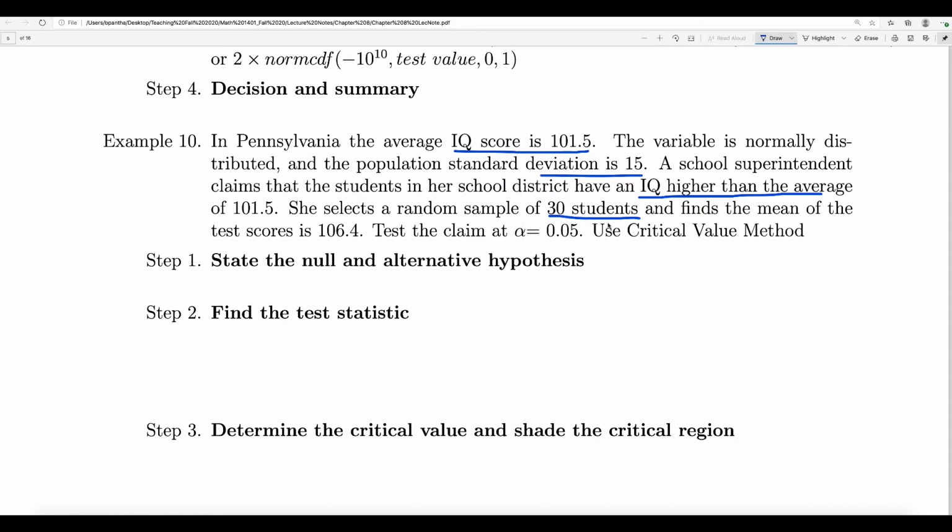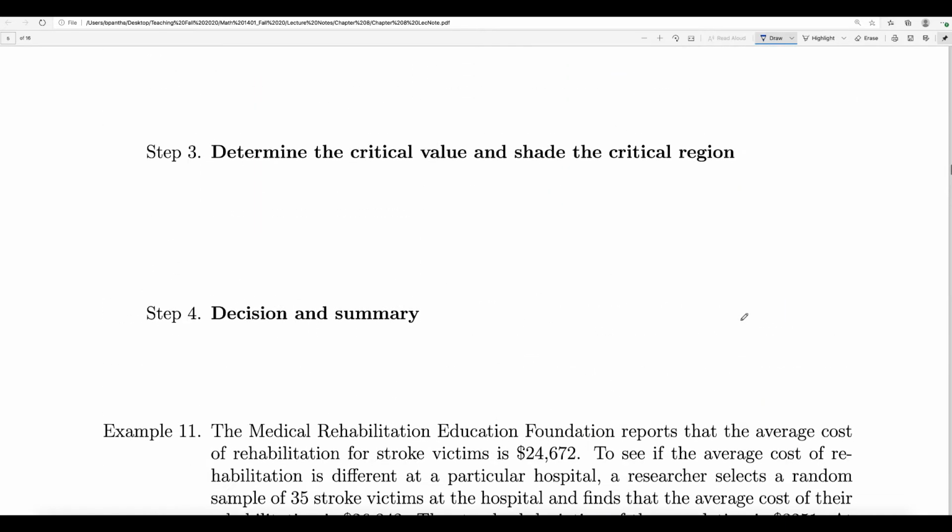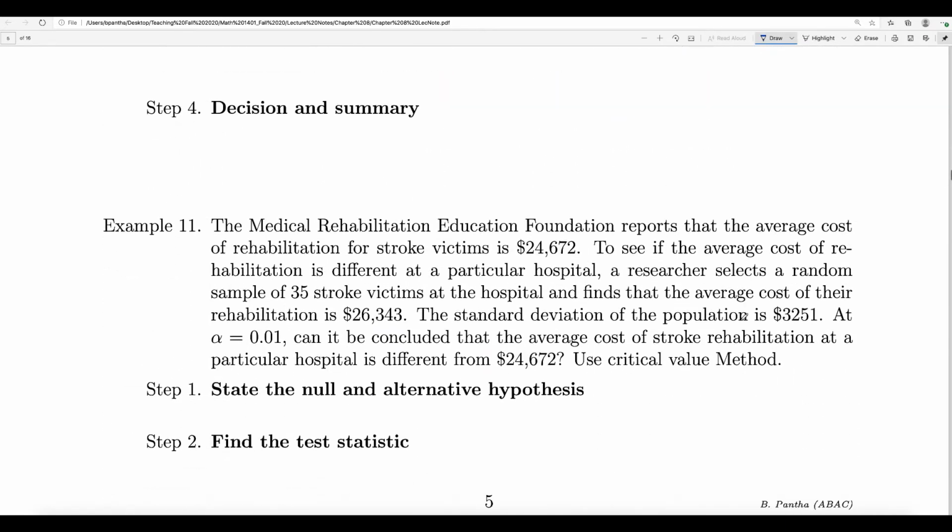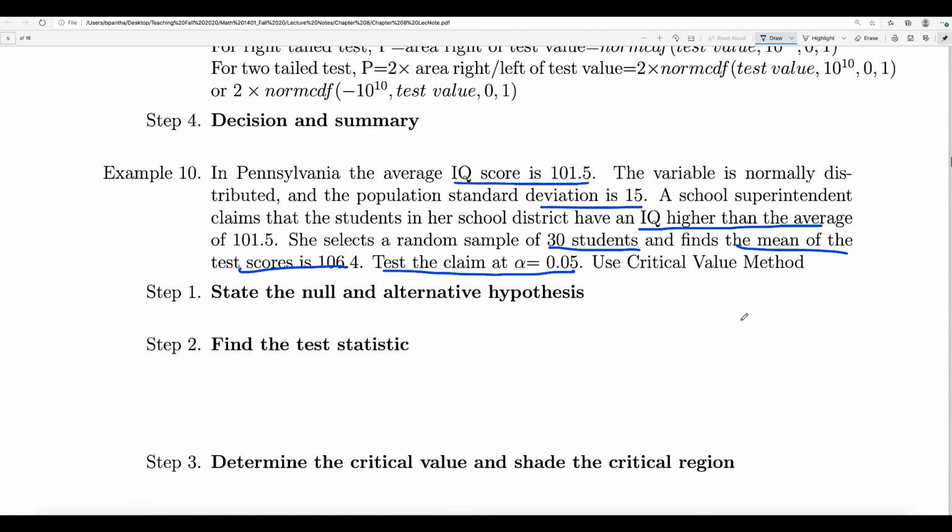That is the sample size, right? And find the mean, that is the x bar. Sample mean is 106.4, and you want to test the claim for alpha equals 0.05. Use the critical value method. Although it says to use the critical value method, I can show you both methods, both the p-value and the critical value method, no problem. So let us do that.